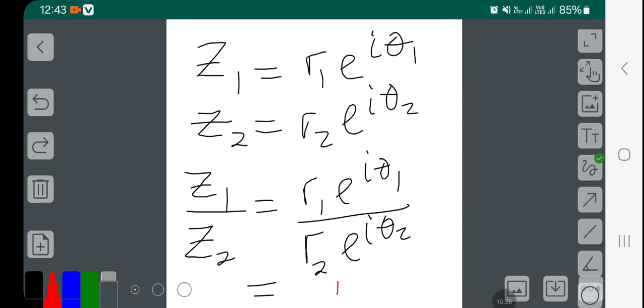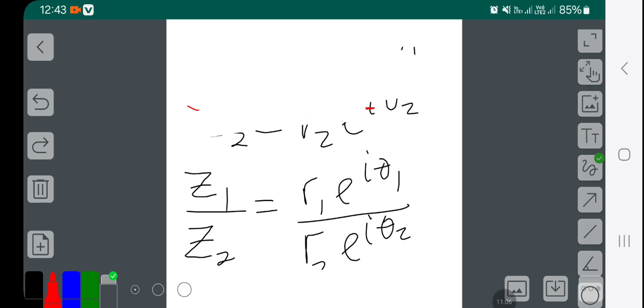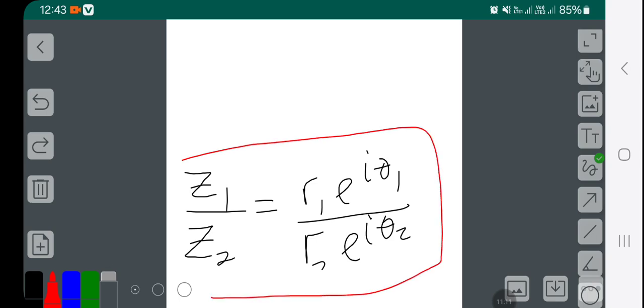My space is too small here, so let me use the top part. I'm going to write the top part here, leave out this part, and focus on this part. I'm going to use the blue color. So what I said is you first divide your modulus. Your modulus is going to be r1 divided by r2.